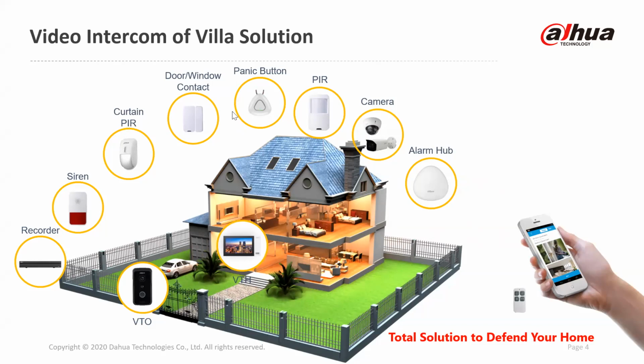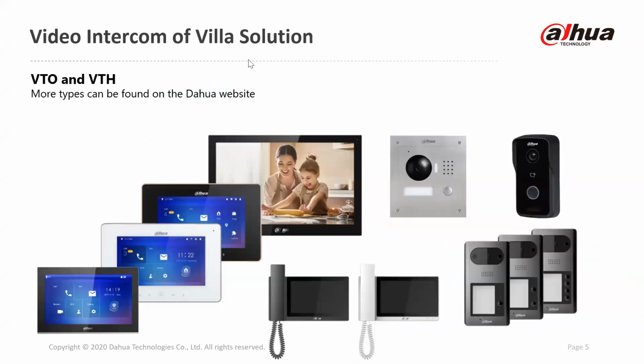It shows the total security under DMSS, whereby we have the video intercom. These are the two devices from the video intercom, the video surveillance, the recorders and the cameras, then the alarm system, where we have the siren, curtains, door window contact, panic button, PIR, and the alarm hub. So the video intercom villa solution has the VTO and the VTH; more types can be found on the Dahua website. These are different types of VTH, and this we have the VTO, then we have the VTS.